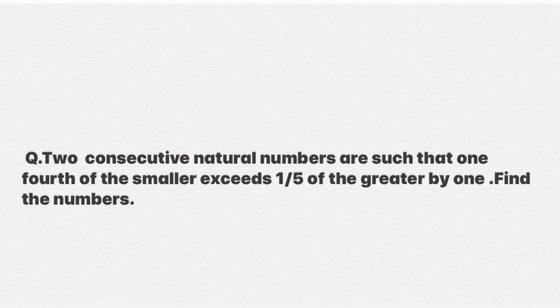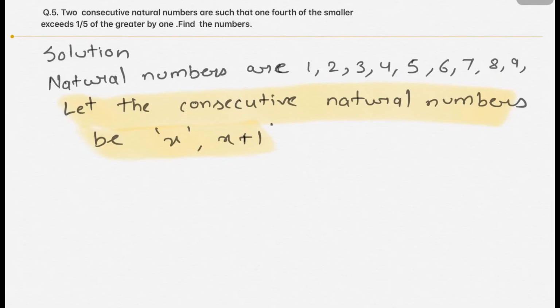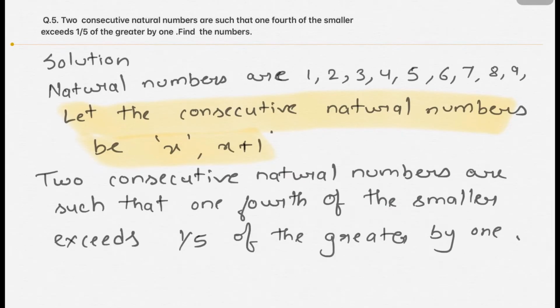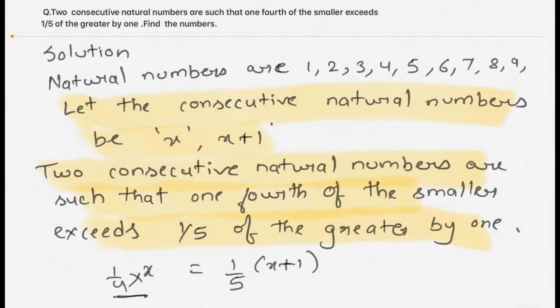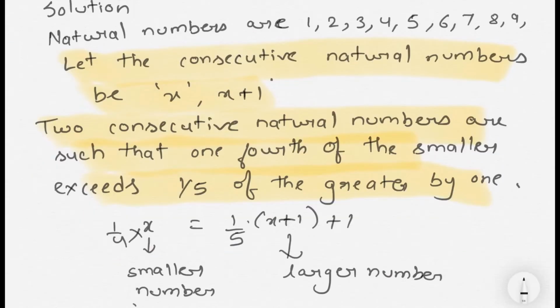The two consecutive natural numbers are such that 1/4 of the smaller exceeds 1/5 of the greater by 1. Now in this problem what they are asking us to do is take 1/4 of the smaller number, which is the smaller natural number, that is x. So we have to take 1/4 of the smaller number and we have to take 1/5 of the greater number. 1/4 of the smaller number is exceeding. Exceeding means increasing. Increasing by what? Increasing by plus 1 when you are adding this plus 1 to 1/5 of the larger number.